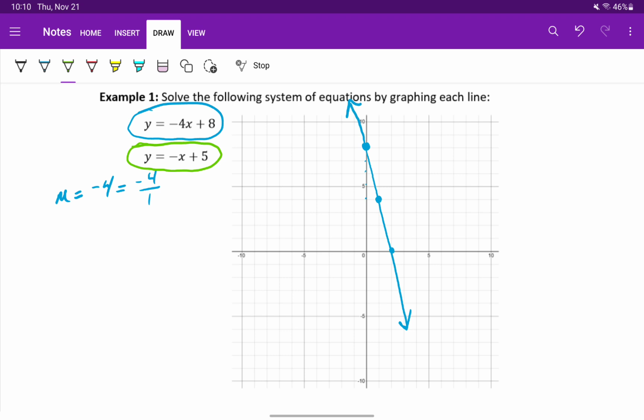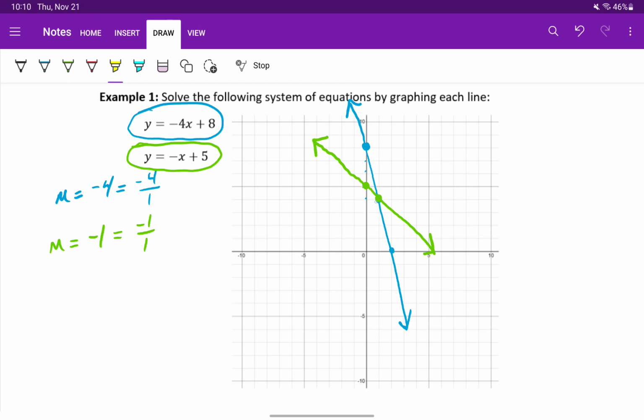For our second equation, y equals negative x plus 5, our slope is negative 1, since we have that negative in front of x, which is the same thing as negative 1 over 1. We can start at our y-intercept of 5, and then use the slope to move down 1 and to the right 1. Again, this second line represents all of the xy coordinate pairs that are solutions to that second equation.